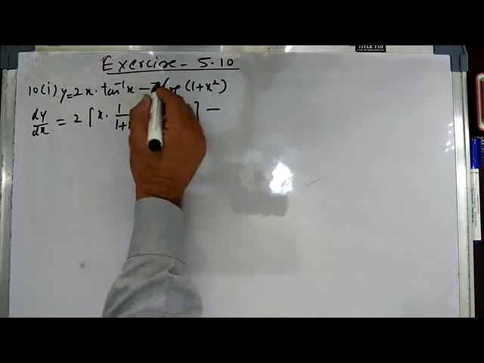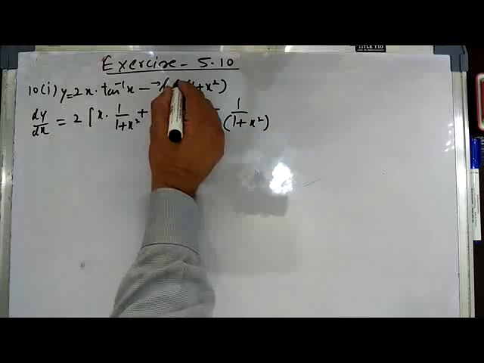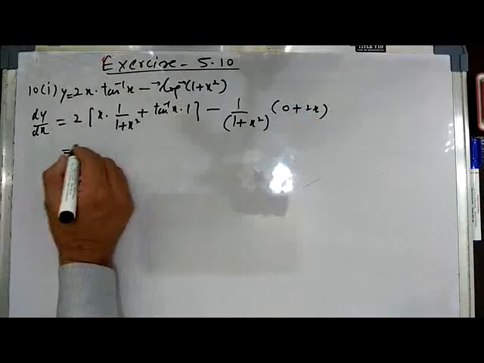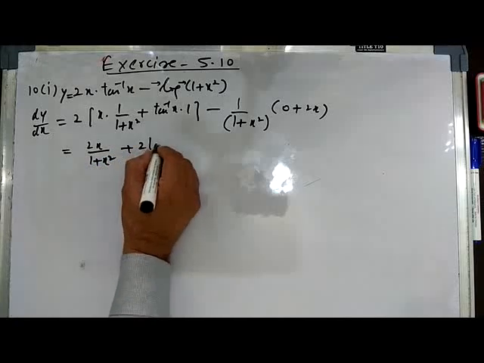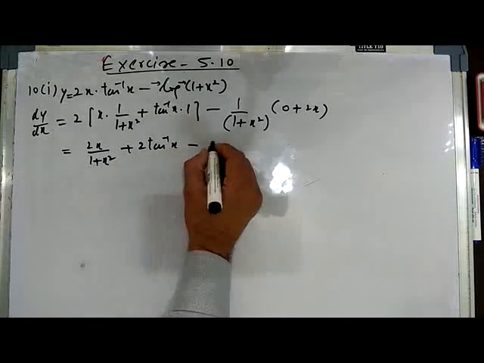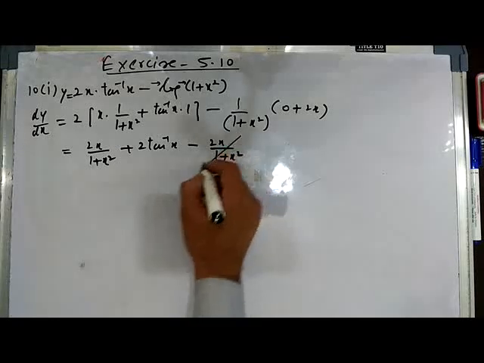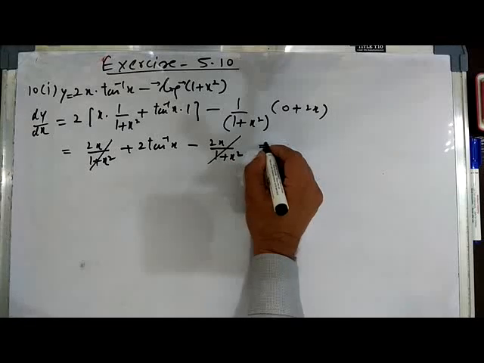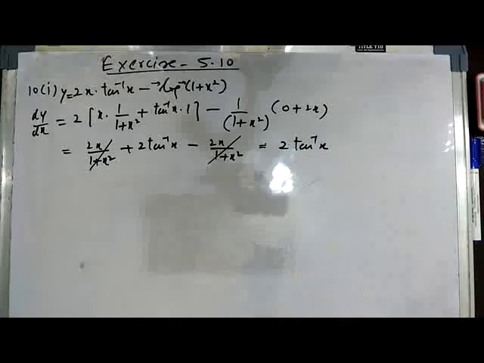Now here the chain rule will be applicable. 1 upon 1 plus x square. Then you reach here, it is 0 plus 2x. So finally it is 2x upon 1 plus x square, tan inverse x minus 2x upon 1 plus x square. It gets cancelled. So it is nothing but the answer is 2 tan inverse x.